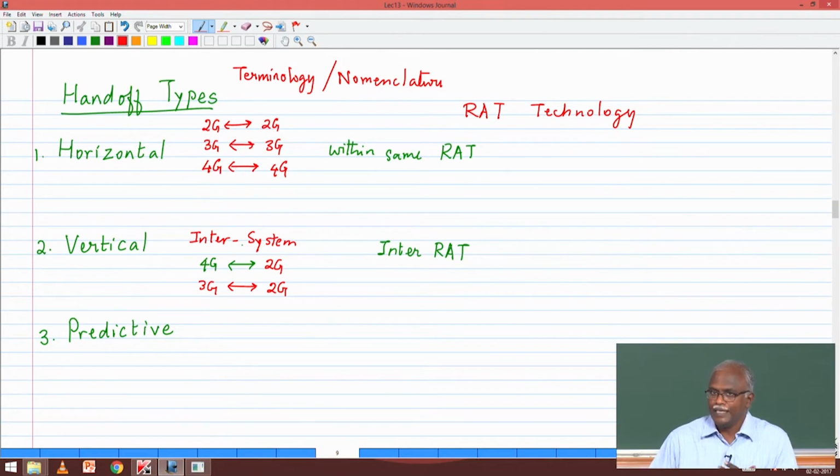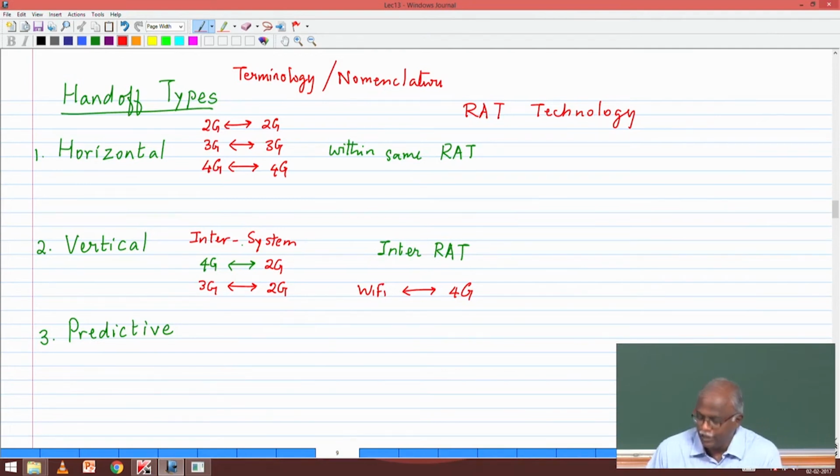But what is becoming increasingly important from a data perspective is another form of inter-RAT transfer, that is from Wi-Fi to cellular. Wi-Fi to 4G, for example. Now that is also an inter-radio access technology, because those are two very different systems. So this is another aspect.